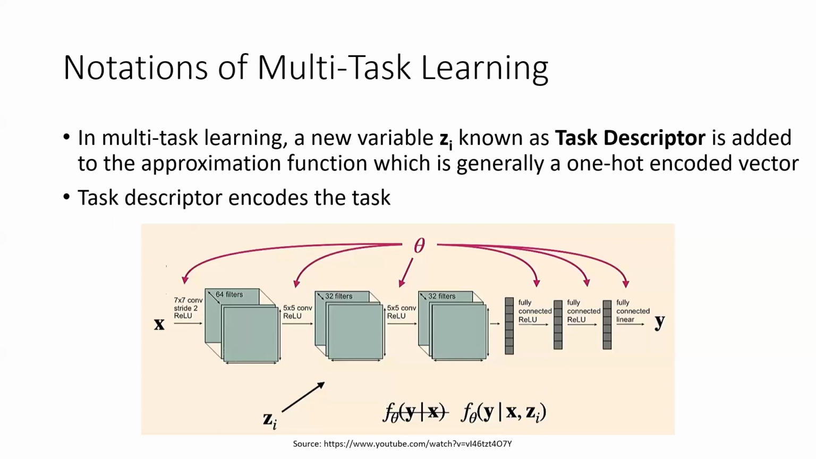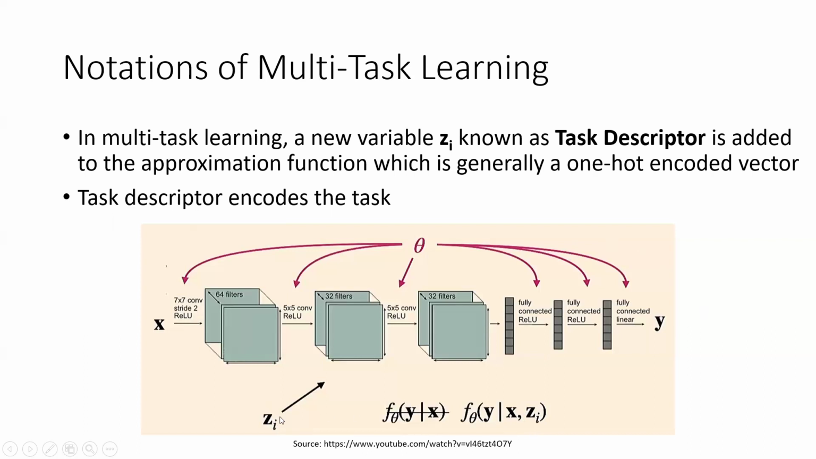So this task descriptor should be a unique one for each of the tasks. Tasks can be considered as nominal data, right? So we can't use zi as a numerical value, or we can't use label encoding, because it is nominal. We can't say certain functions are greater than certain functions and so on, because they are nominal and there's no order. We can use one-hot encoding to represent this zi.